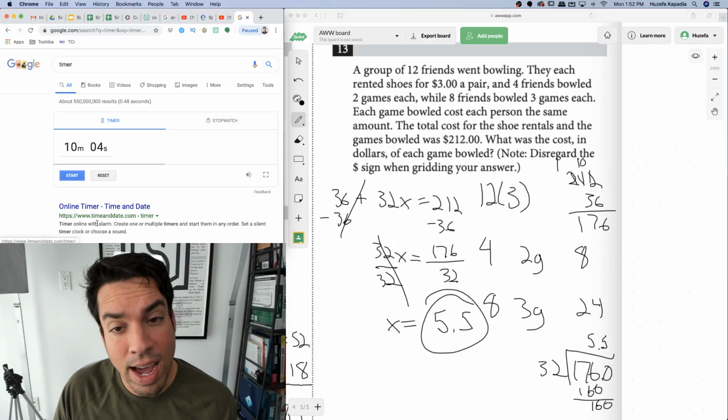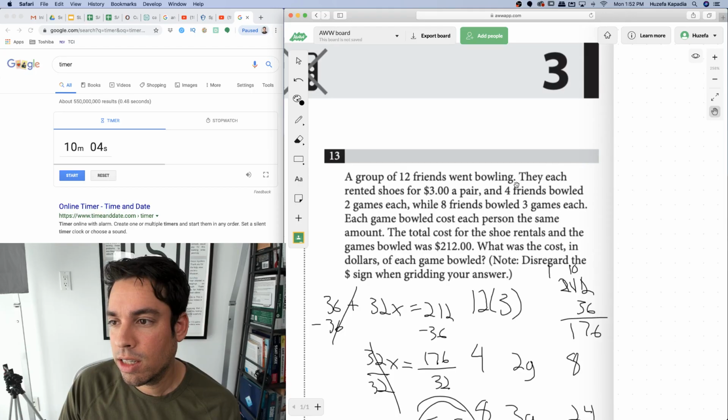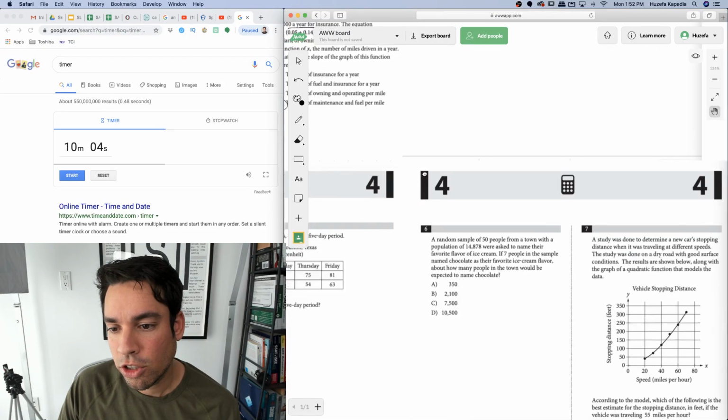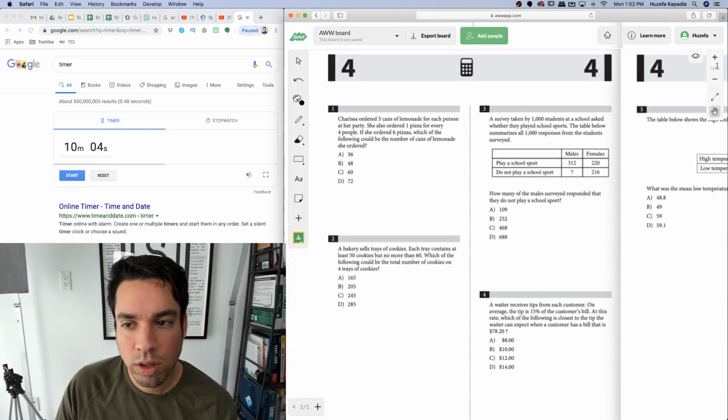Okay, so we did that in about half the time. I will check this, but I'm going to check it at the end. I'm going to jump right in to the calculator section, blaze through that, and then I'll check the whole thing at once.